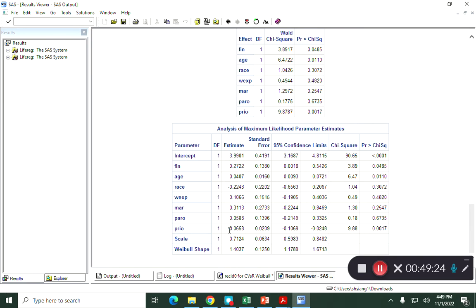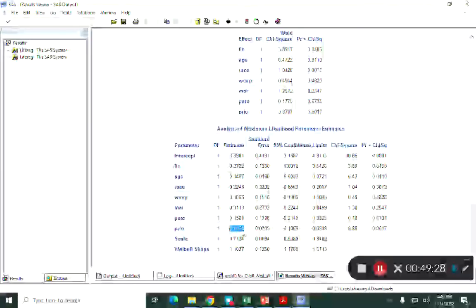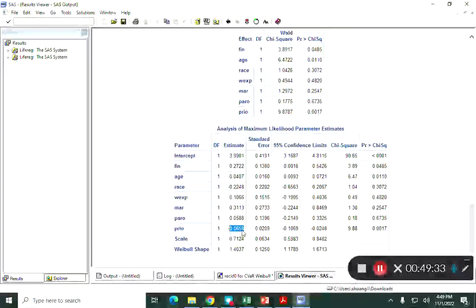And then prior is negative. So what does a prior negative mean? If they've done something bad before, they are more likely to get arrested again. Follow me? And of course, this is for live regression. Later, I'll ask you, if live regression is like this, what is the hazard function?